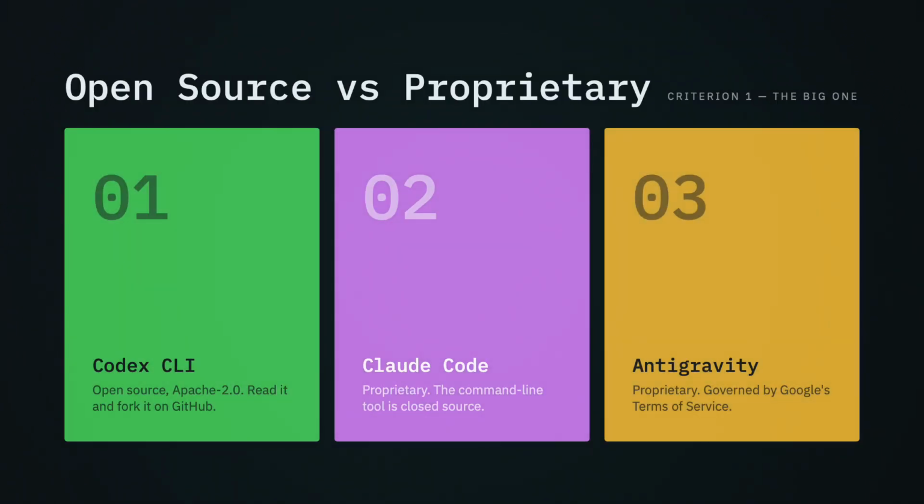Criterion 1, and it's the big one. Can you actually read the code? Codex CLI is open source, Apache 2.0 licensed. The whole agent is on GitHub for you to inspect and fork. Claude Code is proprietary. The command line tool is closed. And Antigravity CLI? Also closed. Its public repo ships no source, and it's governed by Google's own terms of service, a proprietary agreement rather than an open license. So one of the three is open. The other two, you take on trust.